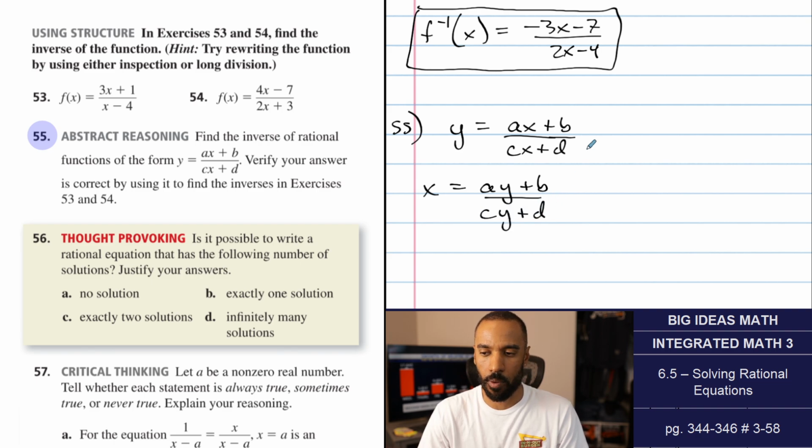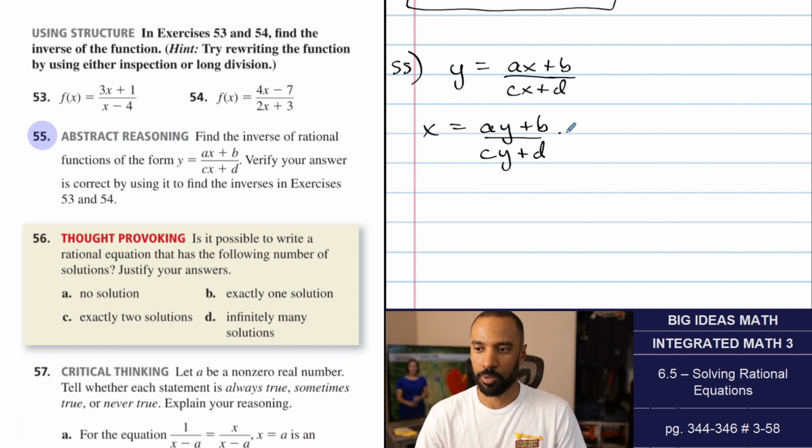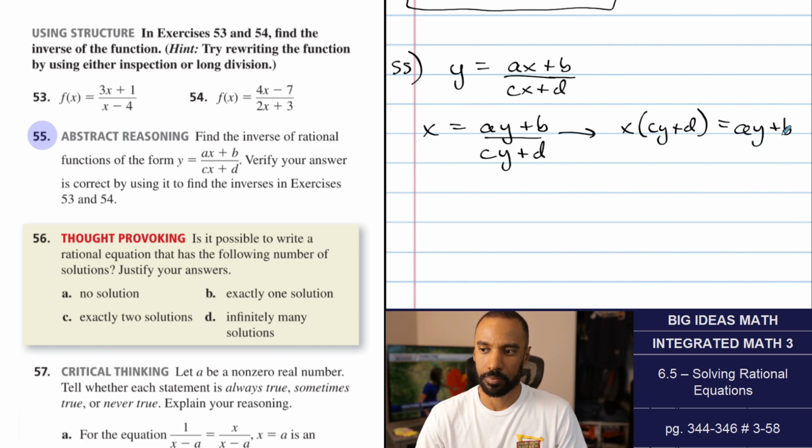But the problem is you've got y in both parts of these. Here's what you do. You multiply both sides by cy plus d, but you keep the x there. So x times cy plus d equals ay plus b. I'm going to distribute this x into here.